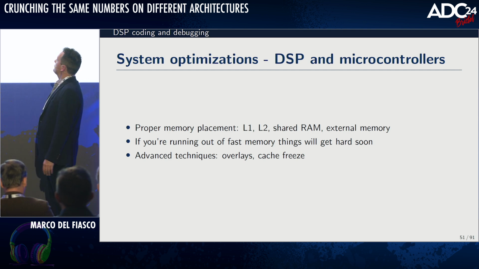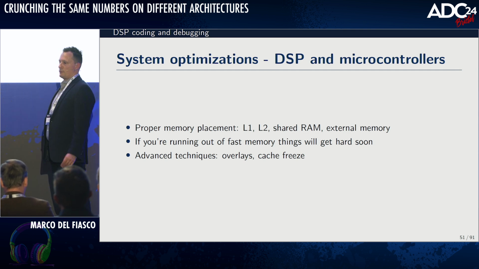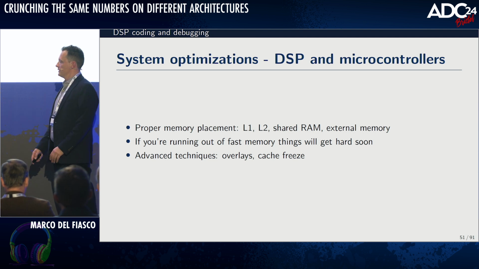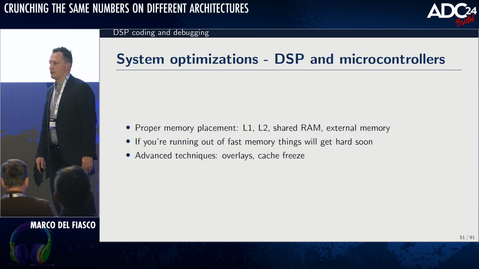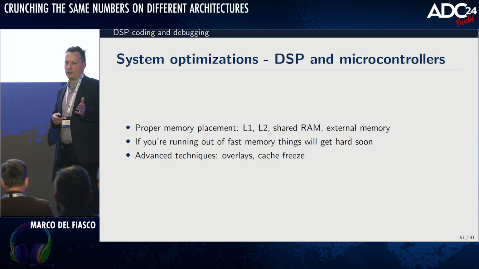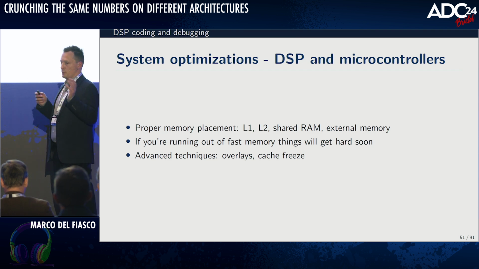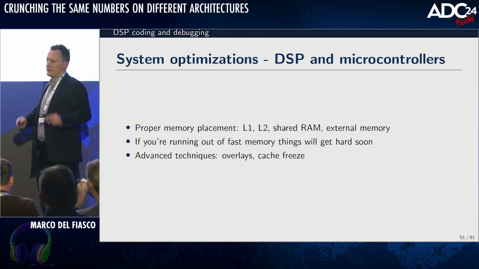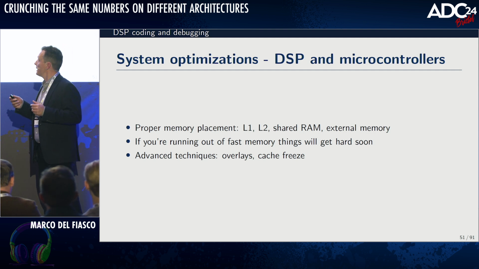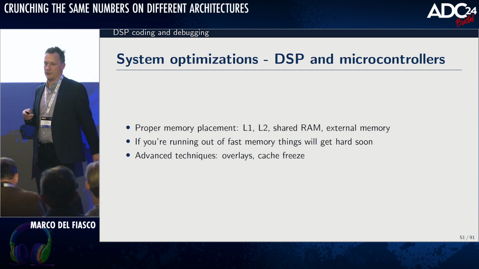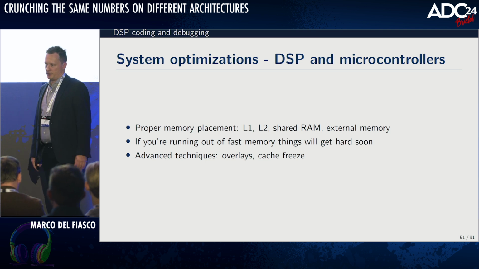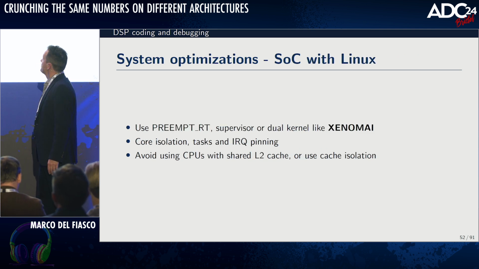Typical system optimization techniques for DSPs and microcontrollers. Memory placement is very, very important. It's basically manual memory placement: you need to assign critical code and data to the fastest memory and find the sweet spot. If you're running out of fast memory, things will get hard soon. So if your algorithm is data hungry, if you have a lot of data, then maybe a DSP or microcontroller is not the best choice. Then there are advanced techniques like overlay and cache freeze, but they are a little bit complex.